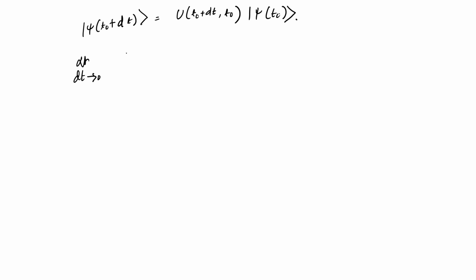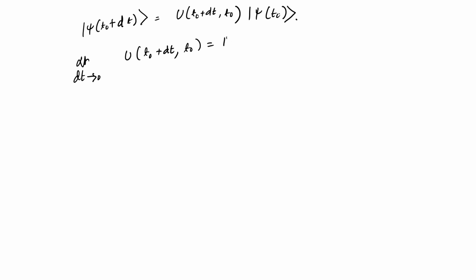So, you have psi of t0 plus delta t equal to U(t0 plus delta t, or dt, t0) acting on psi of t0. You can write it as delta or dt, they mean the same thing, it is a small quantity, so either does not matter. Now in the limit dt going to 0, you can take that U(t0 plus dt, t0) is equal to 1.